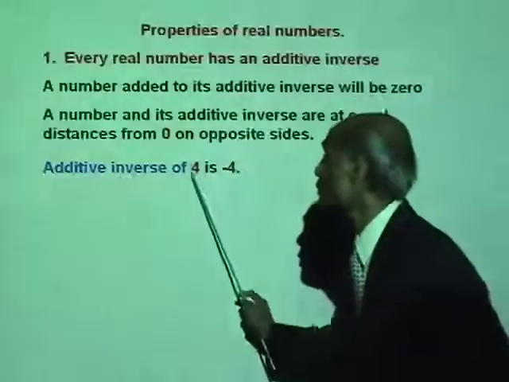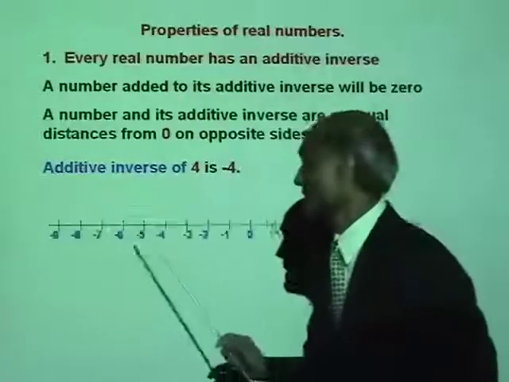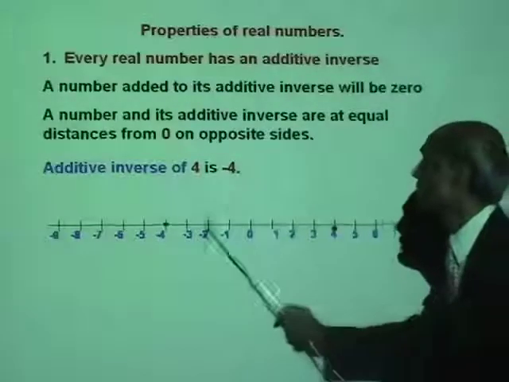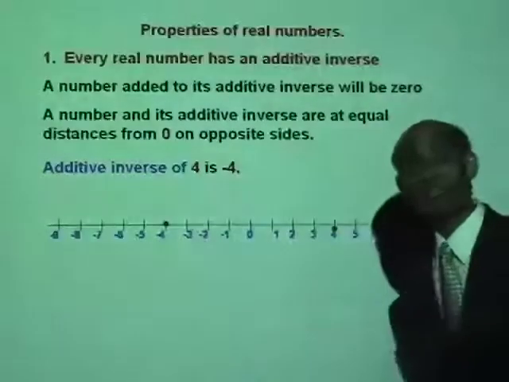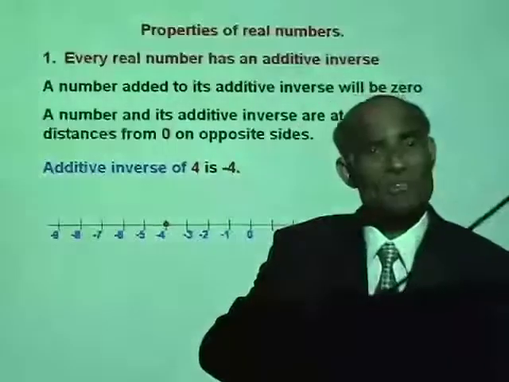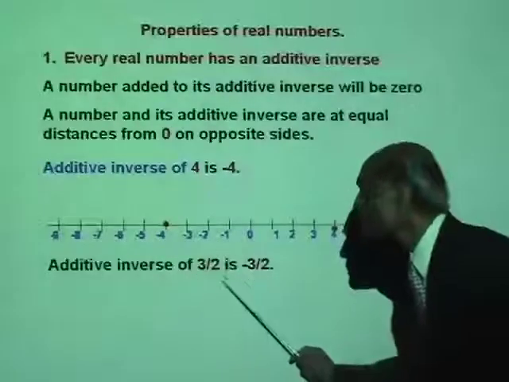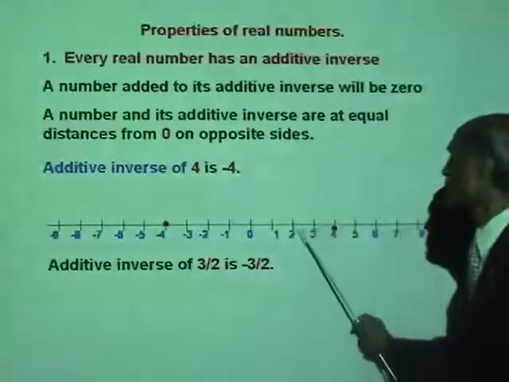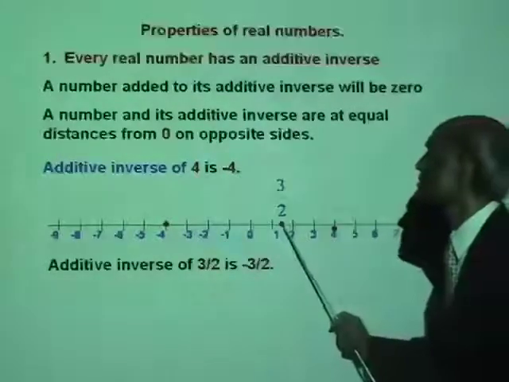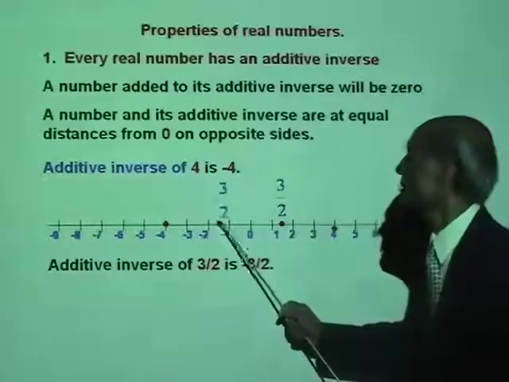Additive inverse of 4 is negative 4. Alright? So additive inverse of 4 is negative 4. In fact, additive inverse of a number is its opposite. Is that right? Yes. Additive inverse of 3 over 2. This is 3 over 2 here. What is the additive inverse of 3 over 2? Is negative 3 over 2. There you are.